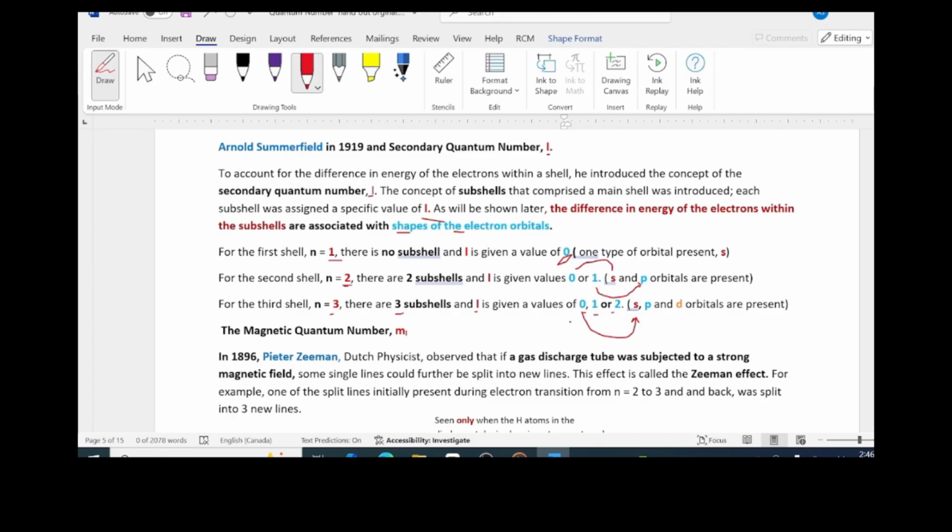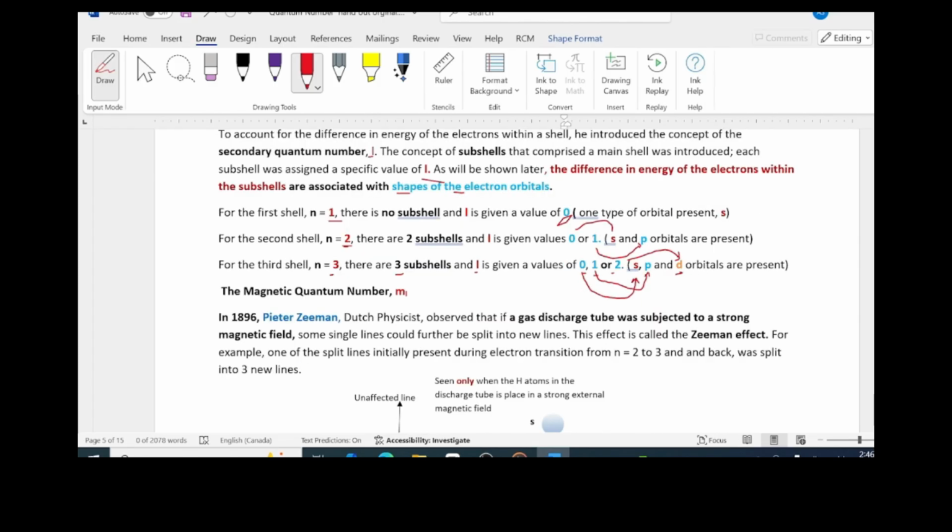Always when L is 0, it refers to the s orbitals. When L is equal to 1, you're talking about p orbitals. And then later on you find there's a third set of subshells called d orbitals, and these will give an L quantum number of 2.